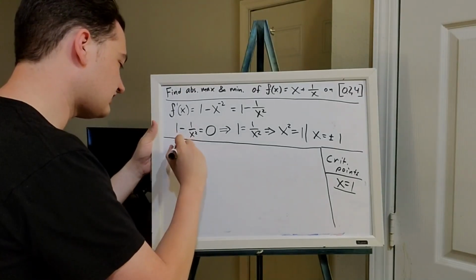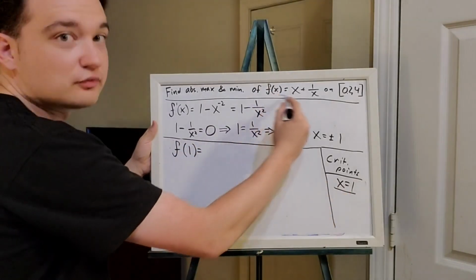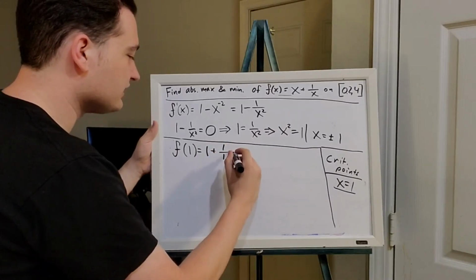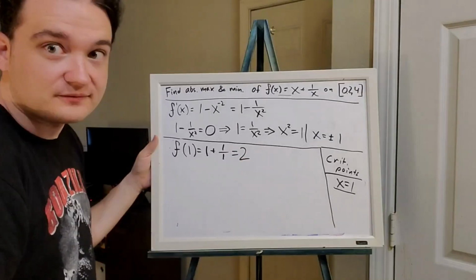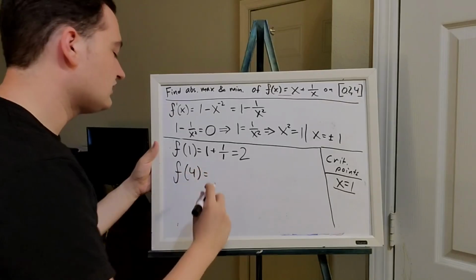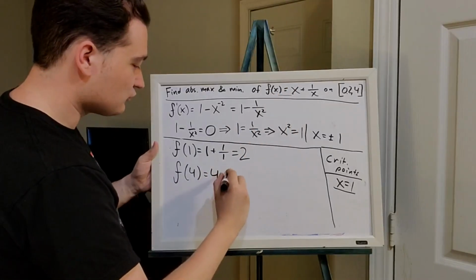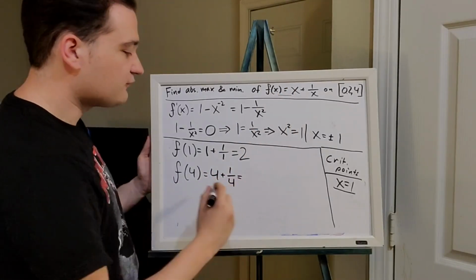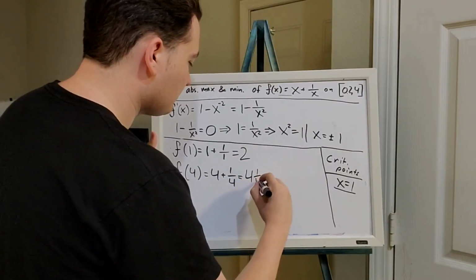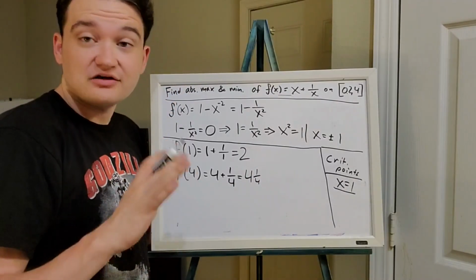Let's start with an easy one. We're going to go with f of 1. We're plugging 1 into our original function. That's 1 plus 1 divided by 1. F of 1 equals 2. Let's do f of 4. Now, f of 4 is going to be 4 plus 1/4, 4 and 1/4, or 17/4, whatever works for you.